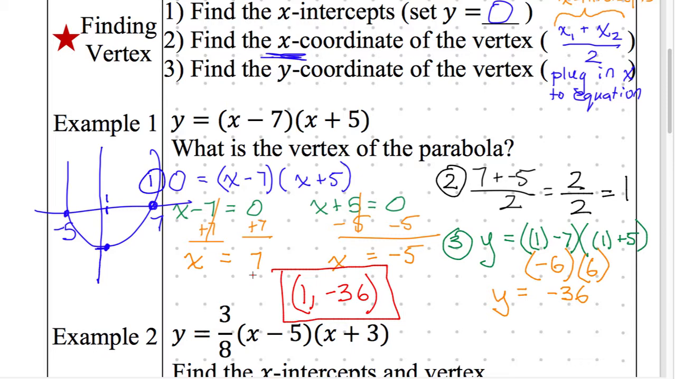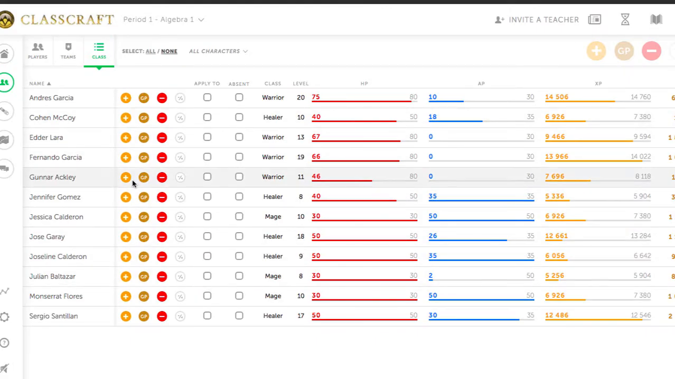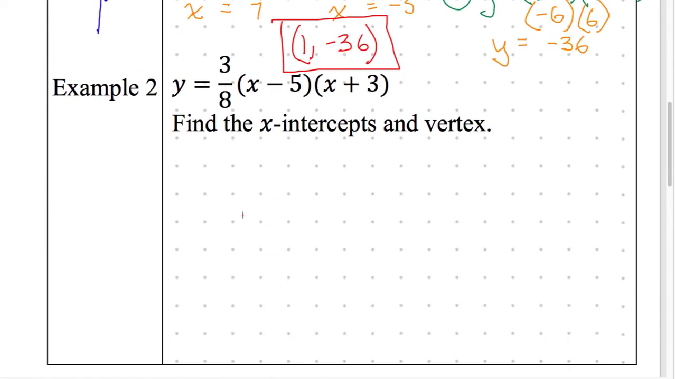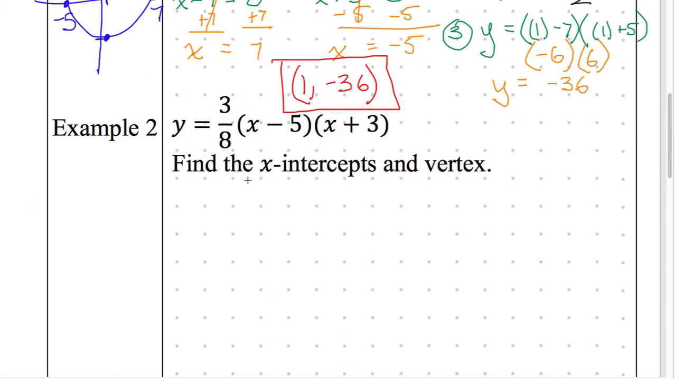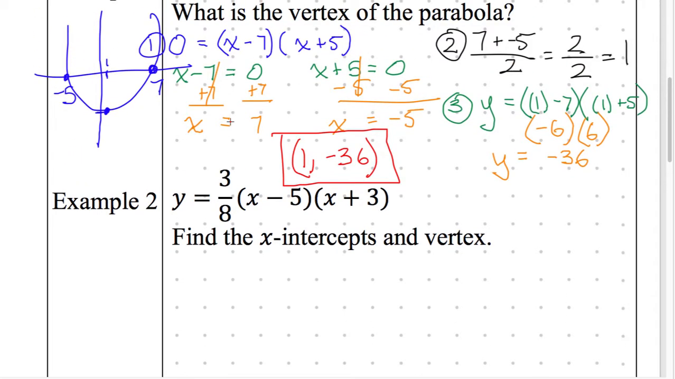Again, the vertex is a point. The point looks like right here. That point is 1 comma negative 36. All right. So we'll do one. Actually, we only have one final example. This one is a little bit tricky because when you plug in, you finally have to multiply by 3/8, but it's the same thing. When you're finding the x-intercept, maybe we'll just go through it together.